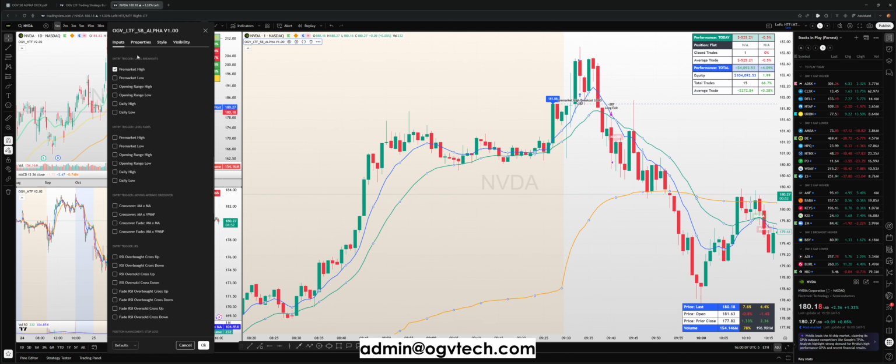You have other entry triggers. I encourage you to play with this. You can fade these levels. So you can see it bought it here. But if I say I want to fade it on the pre-market high breakout, you can see instead of buying it there, it's actually shorting it right there. This strategy has a 0.43 profit factor. Not very good. It's losing money.